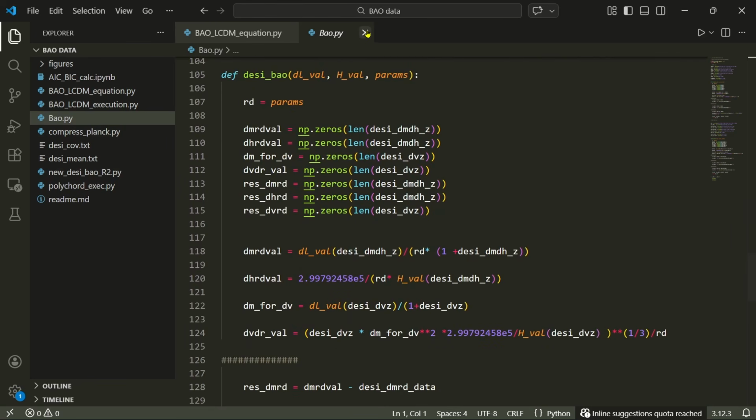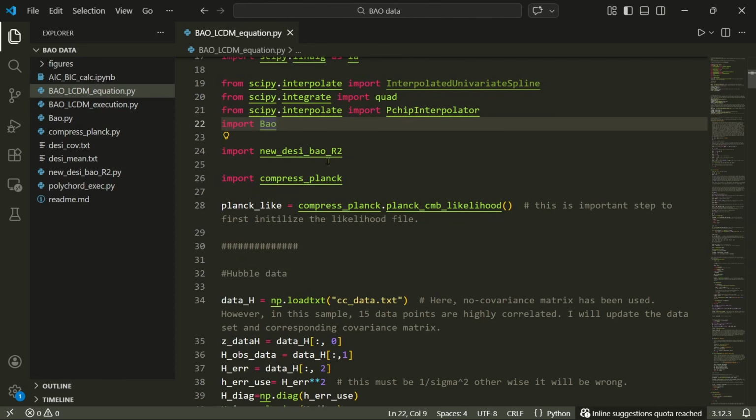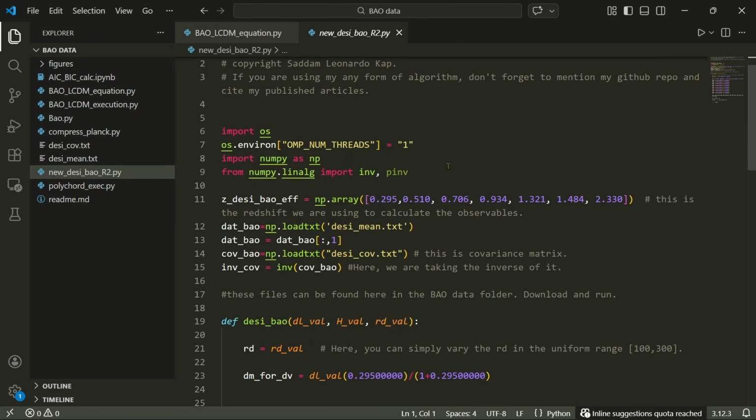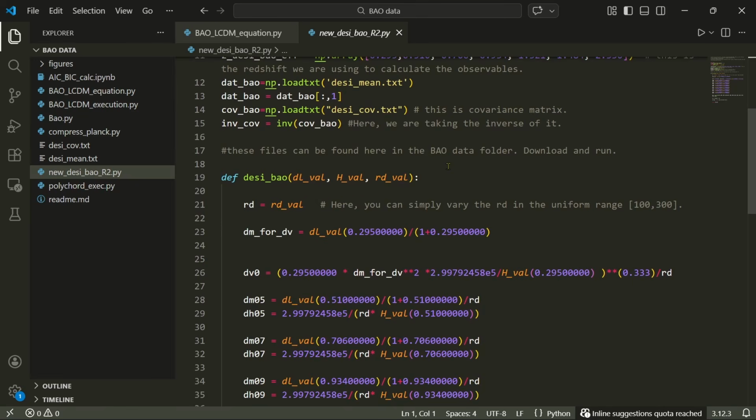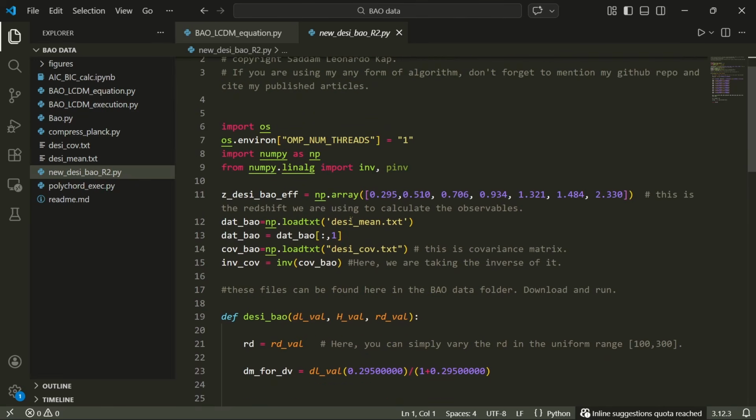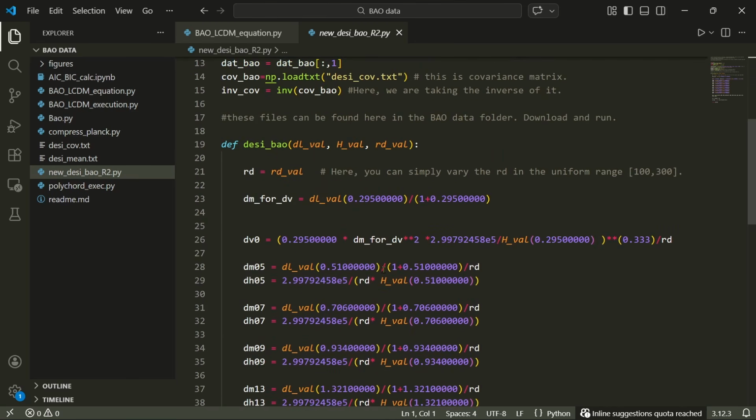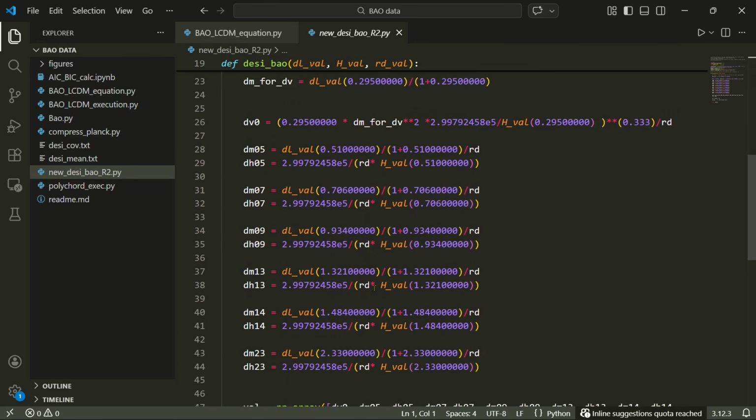All right. So similarly, if I have the new DESI BAO data, this is the new data from the Dark Energy Spectroscopic Instrument survey of galaxies. Here you have to use the DESI mean. So this data comes with the covariance matrix. So I have imported all these covariance matrices, and then here is the code to calculate the DESI BAO.